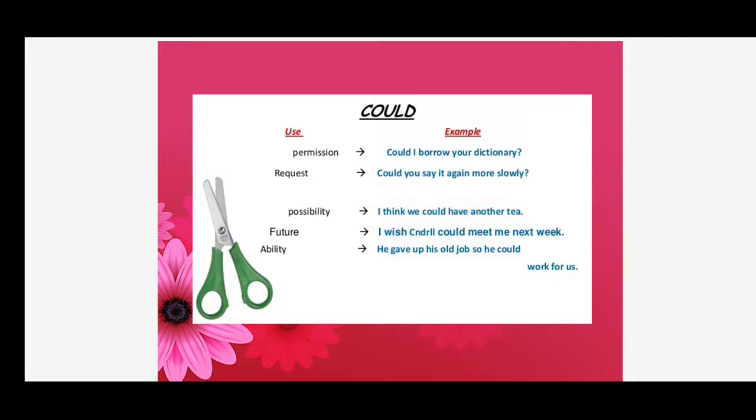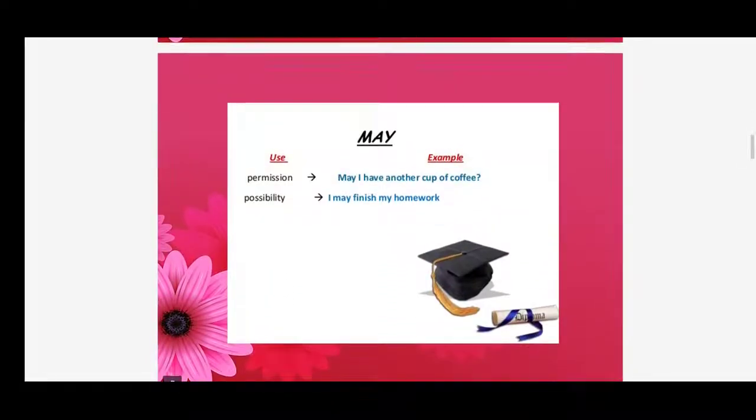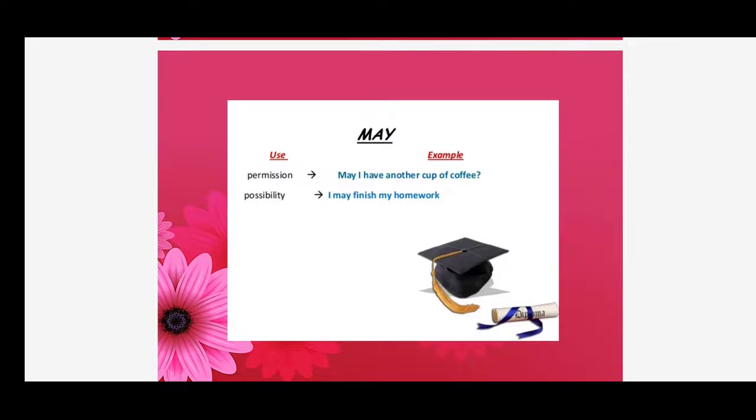Now we will move forward and talk about may. May is used for permission and for possibility. This is something I want to tell you, that may is very formal and it has a positive sense. For permission: "May I have another cup of coffee?" That means the person who would answer would obviously say yes. Now next is possibility. "I may finish my homework." So there is a firm or positive possibility here that yes, I may finish my homework.